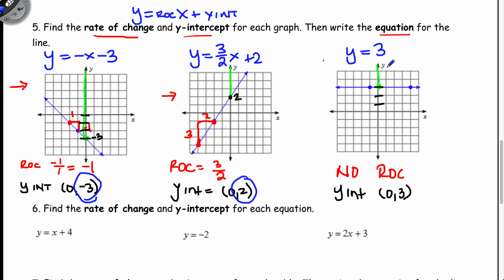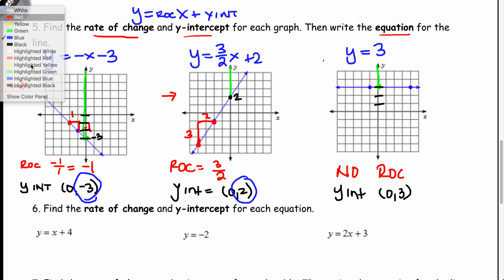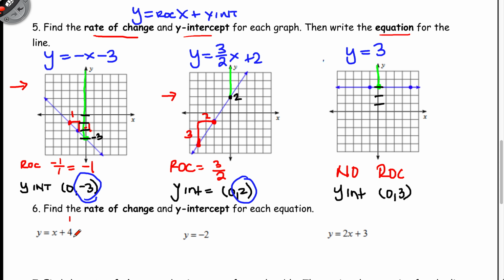All right, let's look at problem 6 here. Wants to know the rate of change and the y-intercept. Okay, well, hopefully by now you've seen where these guys are all located. This should be a piece of cake. This is my y-intercept. That's my rate of change. Now, if there's no number in front of the x, that means it's a 1. Remember, we just don't write the 1. So my ROC here, excuse me, is 1. And my y-intercept is not 4, it's 0, 4. You have to give it in coordinates. And that's it. That's your answer.